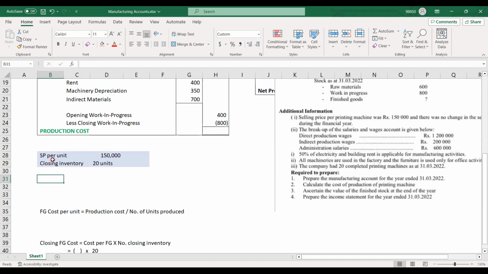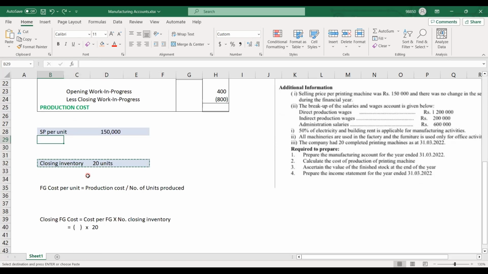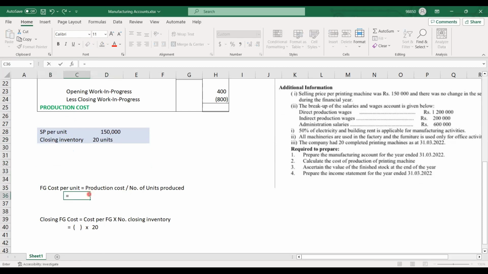Selling price per unit. If you have selling price per unit, even this you can solve using an equation. Let's not do it too directly. Now you have this equation, and then what do you do? You need production cost, which you can find out, and divide that by the number of units produced. So you need to find out the number of units produced. So how do we do that? You can take an equation easily, no?